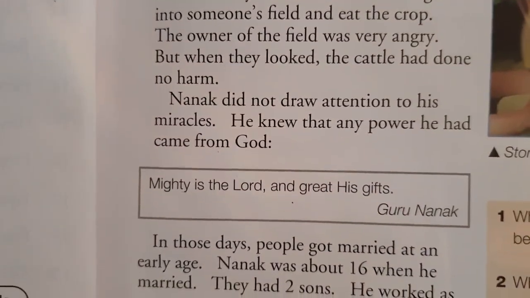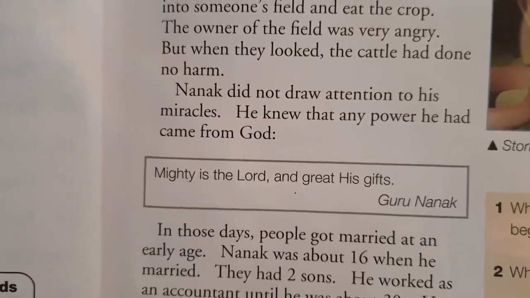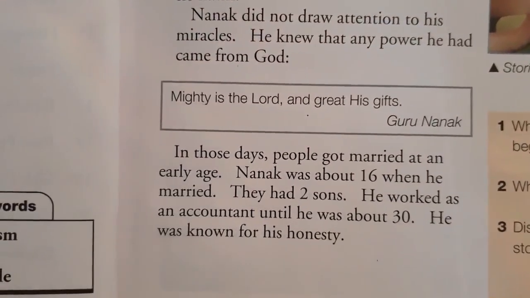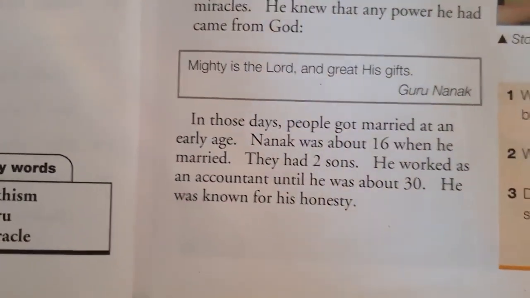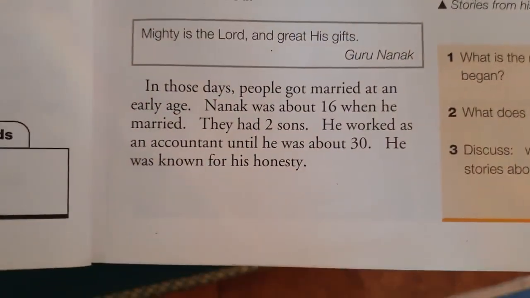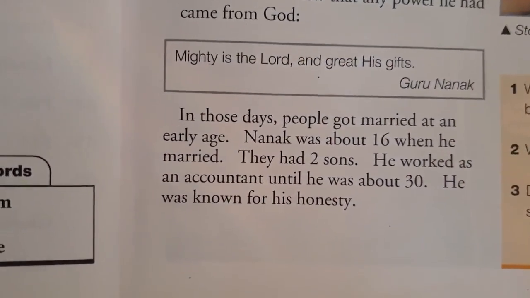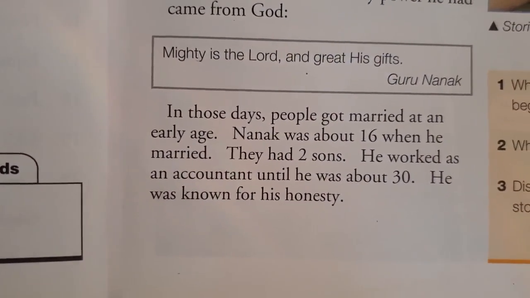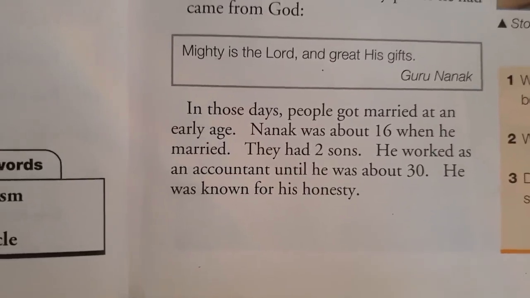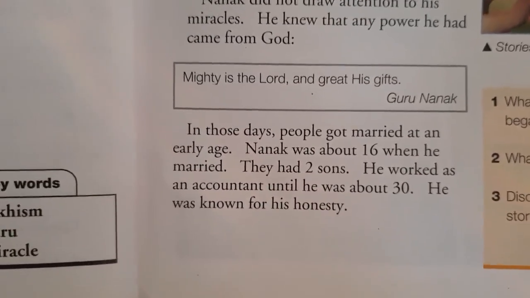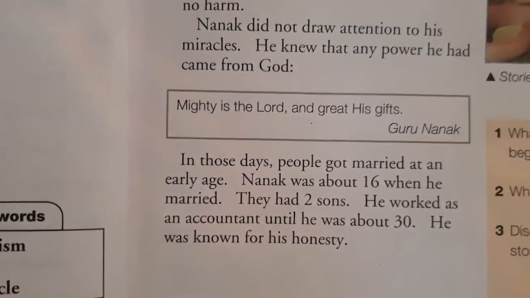Nanak did not draw attention to his miracles though. He knew that any power he had came from God, and he said, "Mighty is the Lord and great his gifts." In those days, people got married at an early age, and Nanak was about 16 when he married, and they had 2 sons, and he worked as an accountant until he was about 30, and he was known for his honesty. So far he's 30 years old. He's not really done anything that remarkable, apart from get married and be an accountant.